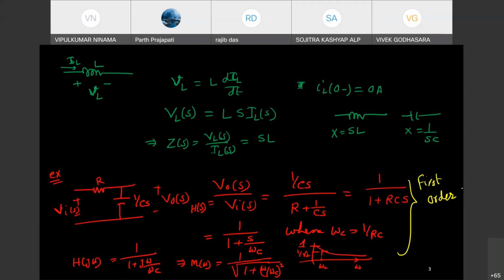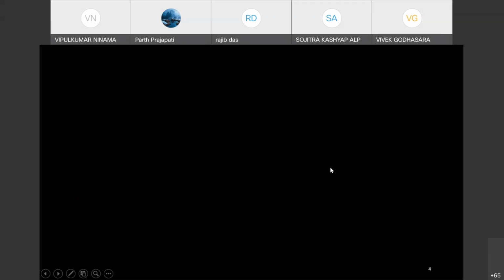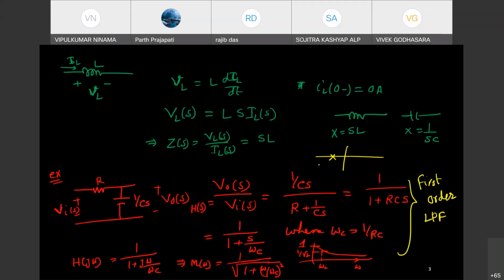The order depends on the degree of the polynomial in the denominator. As you have only one pole, you see in the pole location here, you have only one pole. And that pole value is s equals, sorry, s equals minus 1 upon RC. At that point, you are having a pole. So a single pole system, a low pass filter, right?